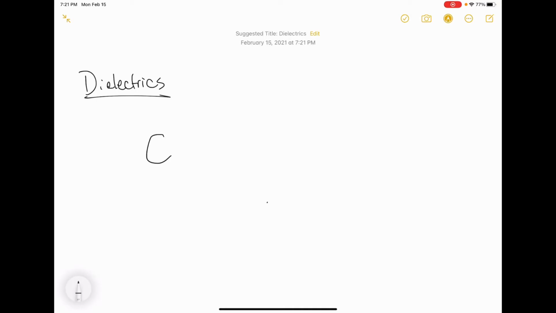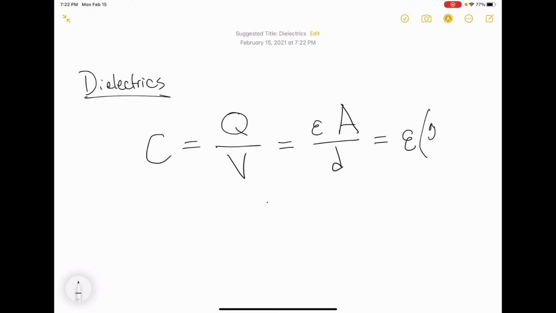Capacitance. We talked about how the capacitance is the charge per volt that a particular pair of conductive objects can accept. And for parallel plate capacitors, we have specifically that turns out to be epsilon times the area of the plates divided by the separation between the plates. And in general, for capacitors, we find that it's always going to have the form of epsilon times some geometric stuff.